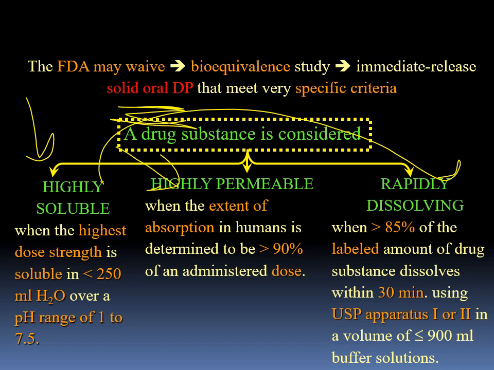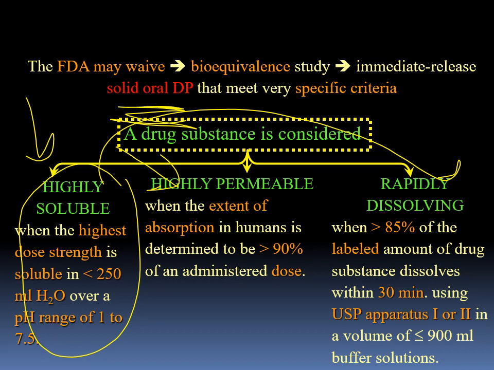But there are more details about the meaning of the word highly soluble. The word highly soluble means that the highest dose strength, the highest dose present in the market, for example, if we have Augmentin 500 milligram and 1000 milligram, the 1000 milligram is the highest dose strength. The highest dose strength, which is 1000 milligram here, can dissolve in less than 250 milliliter water at different pH.